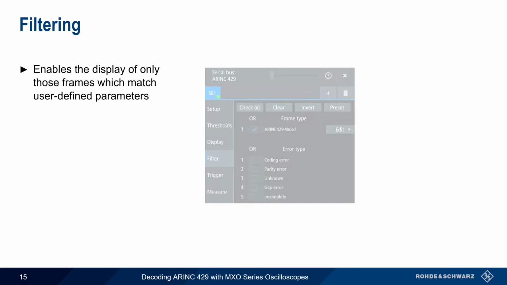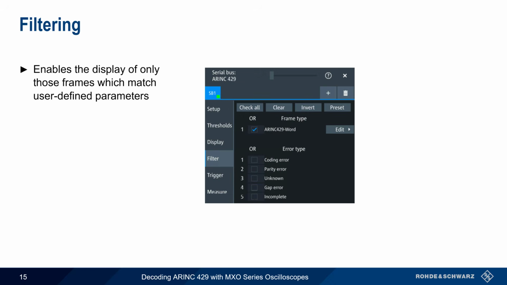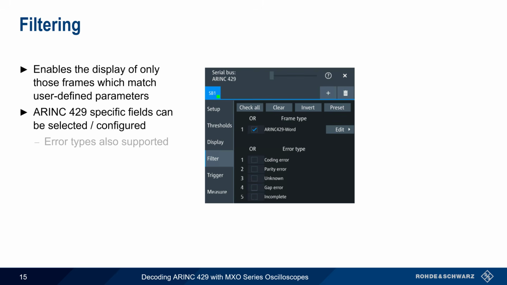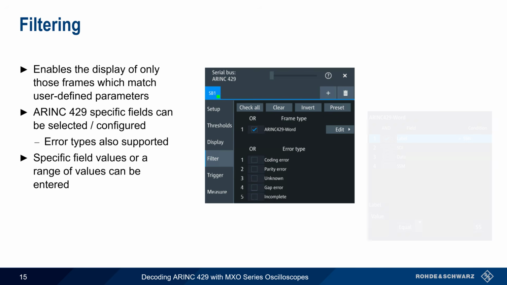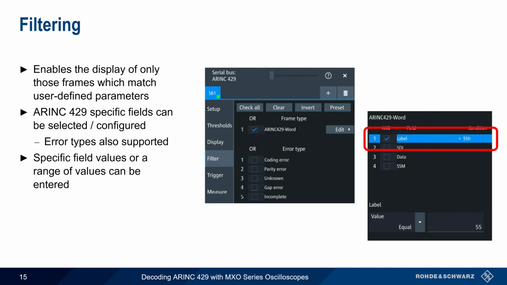Filtering is similar to triggering in that it identifies frames that meet certain user-defined criteria and then only displays those frames. As with triggering, the specific ARINC 429 fields or field values can be selected and configured for use as filter criteria. Filtering only on different error types is also supported. Note that the values for a field can be entered as specific values or as a range of values.